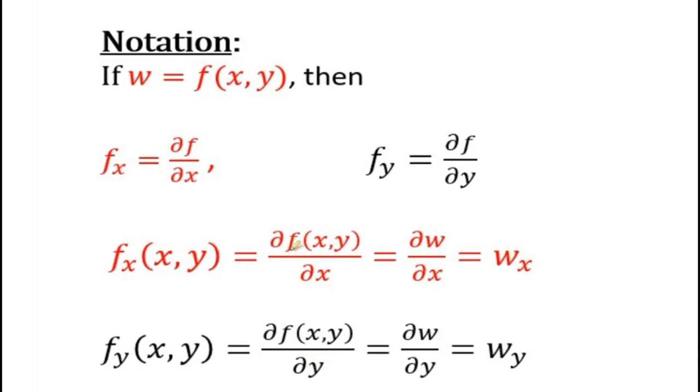Note that all these notations are similar. If we write this notation instead of this or this, then it's okay for us. We are taking the first partial derivative with respect to x.